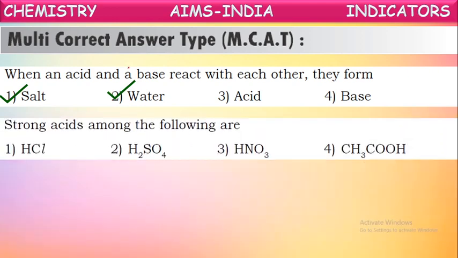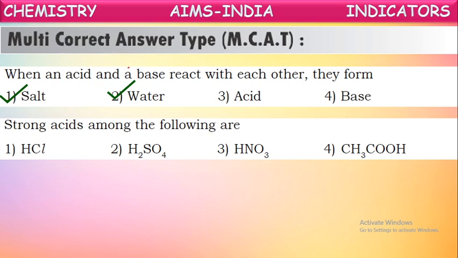Next one, strong acids among the following. See here some compounds are mentioned. Find out the strong acids among these. Generally, mostly the inorganic acids like hydrogen chloride, sulfuric acid, nitric acid are strong acids. Inorganic acids means mineral acids, which are prepared from the minerals in the laboratory. They are called mineral acids or inorganic acids. These are strong acids, whereas organic acids like acetic acid are weak acids.